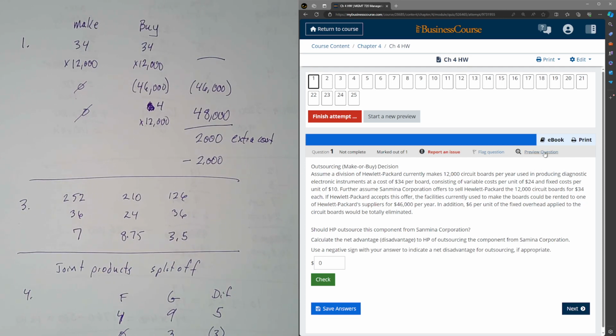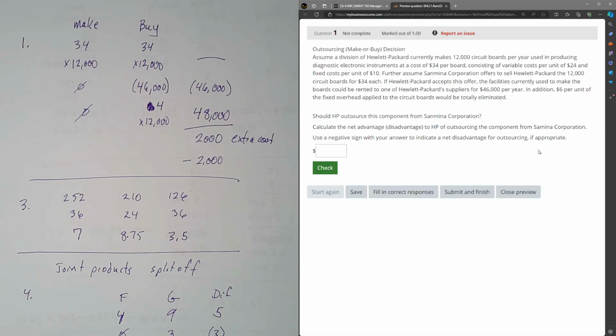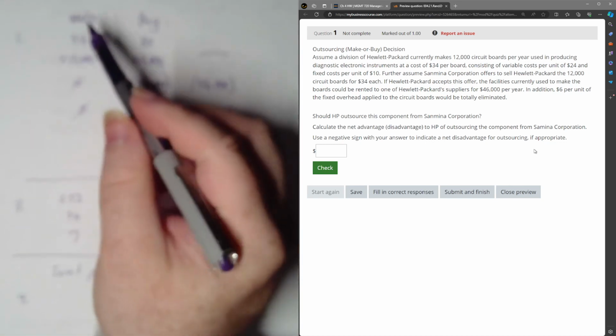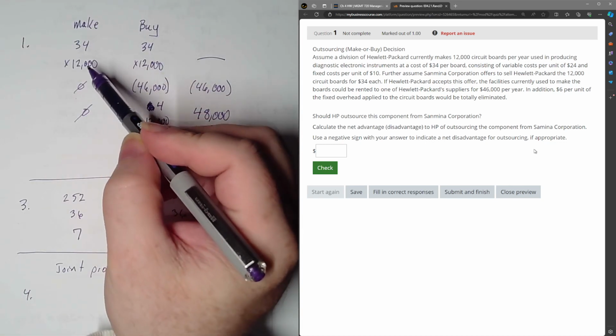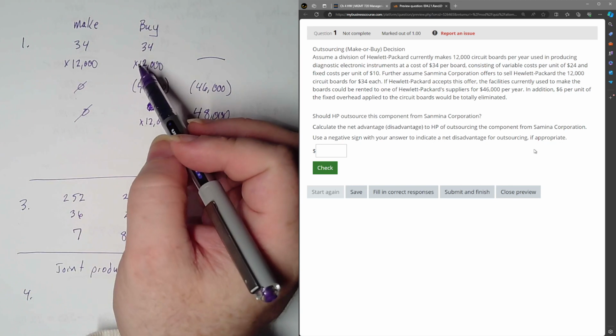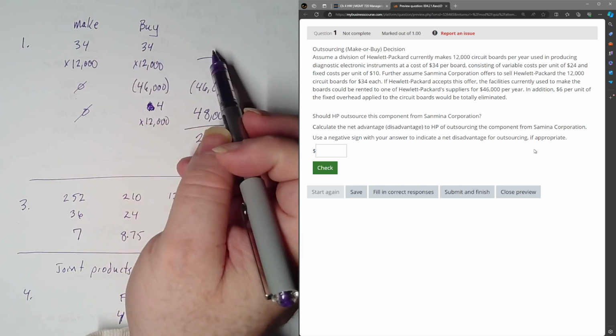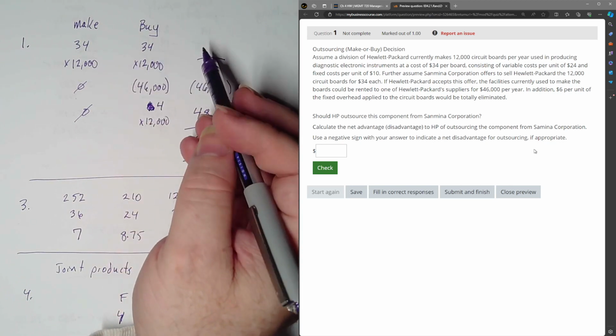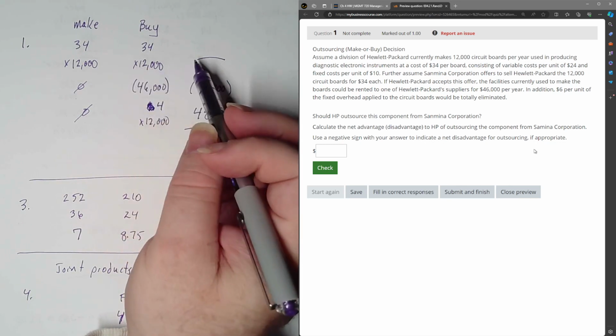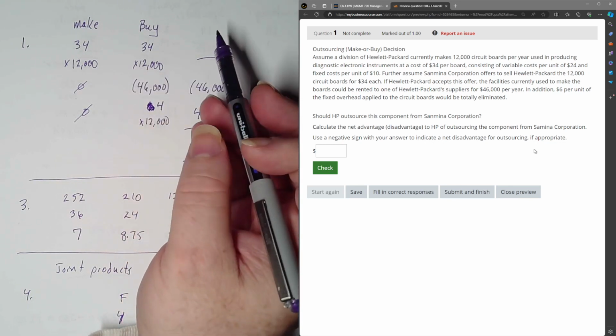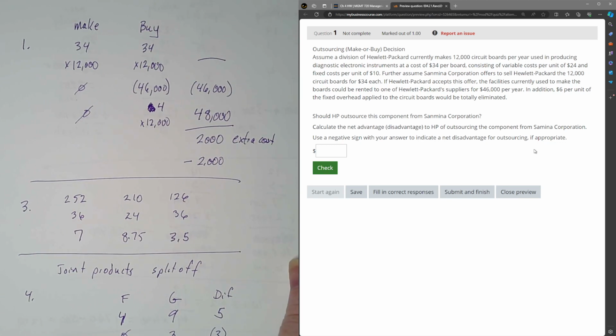So the first one we have here is a make or buy question. And when we read it, the company is making 12,000 circuit boards at a cost of $34. They can outsource it for $34 for 12,000. So if we look at our numbers here, the make and the buy, we can make it for $34 for the 12,000 units, or we can buy it. In any case, that's one of those relevant versus irrelevant. Because it's the same between the two alternatives, it's an irrelevant cost, and therefore we can ignore it.